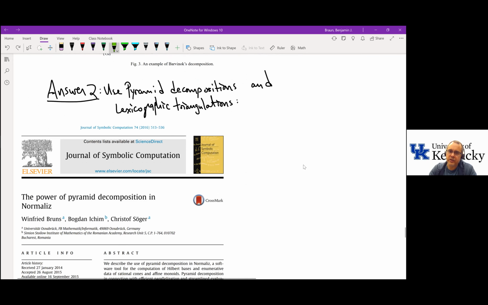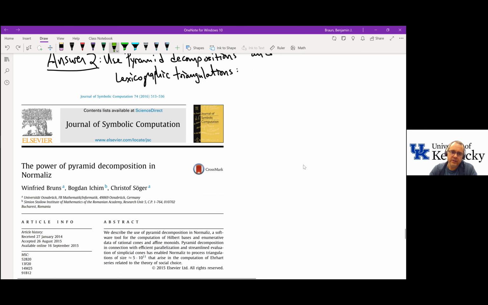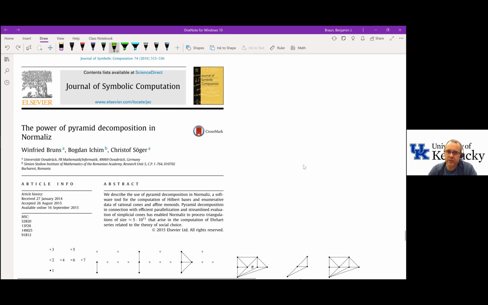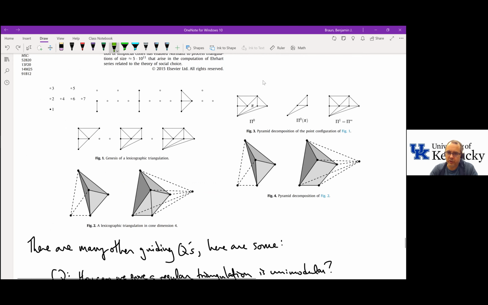Another answer is to use what are called pyramid decompositions and lexicographic triangulations. This is described very nicely in a 2016 paper by Bruns, Ichim, and Söger on the power of pyramid decomposition, and Normaliz. Normaliz is software that Bruns has been developing with colleagues for many years to compute all these different invariants of lattice polytopes. And what pyramid decomposition looks like is, and this will be the last thing I say in the talk. Good, okay, good time. One way to build a triangulation is to do what's called a lex or placing triangulation.